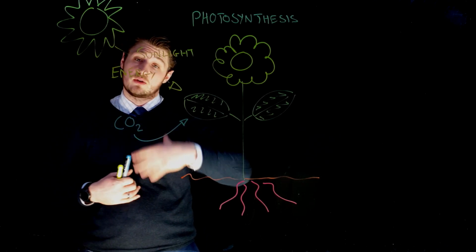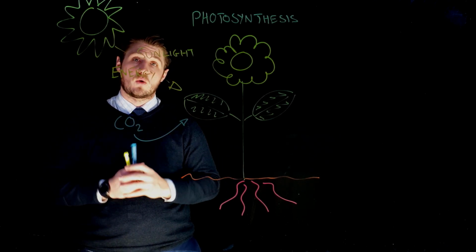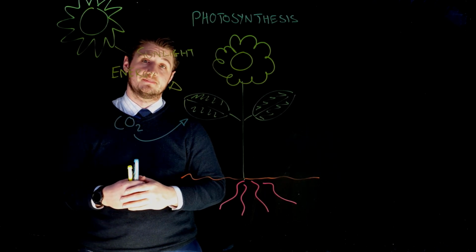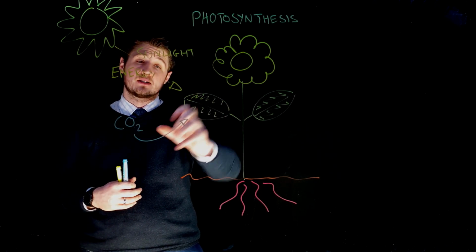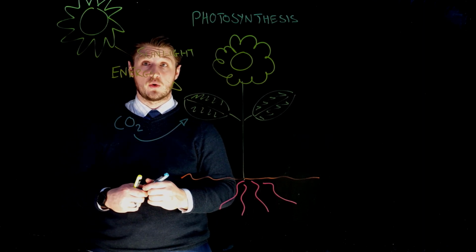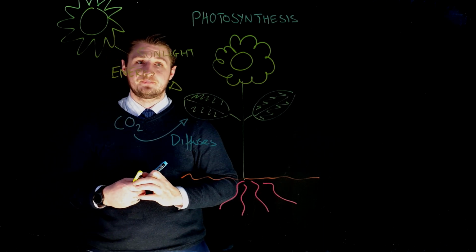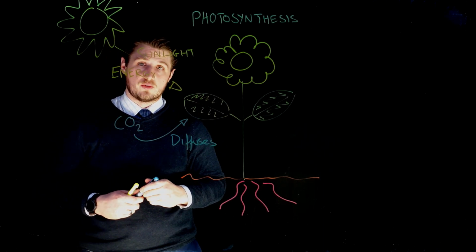Now you notice I've done CO2. When we go into chemistry, you'll understand that that is the symbol equation for carbon dioxide. Di meaning two, oxygens. So the carbon dioxide diffuses into the leaves. That's another good word you could learn. Okay, so it diffuses into the leaves and into the chlorophyll.